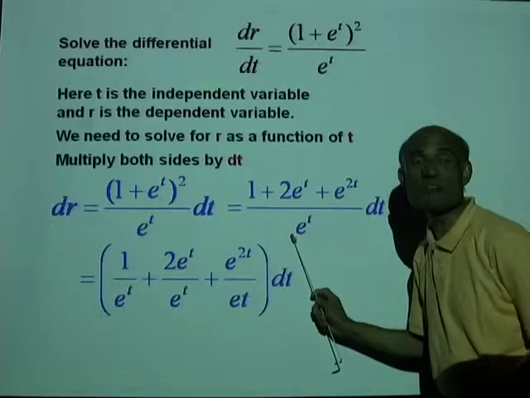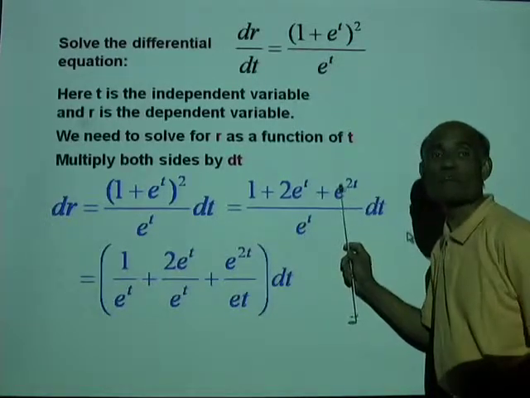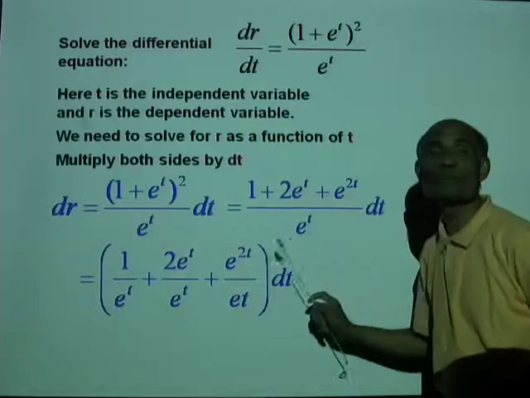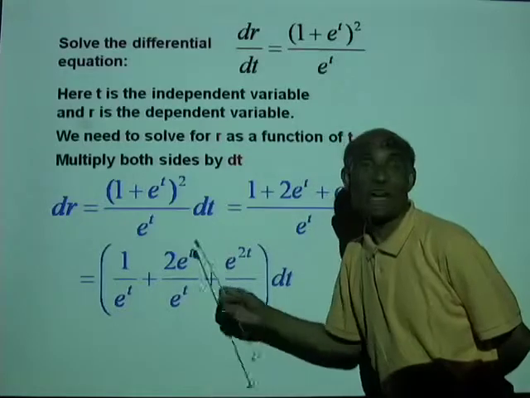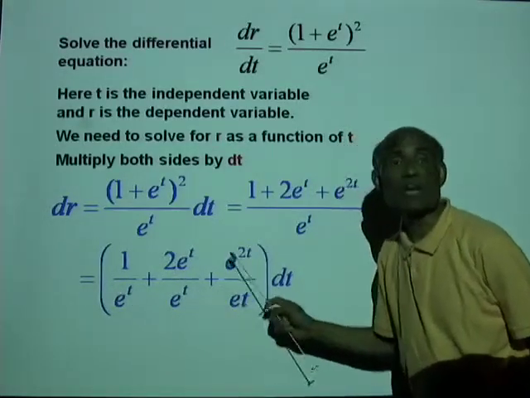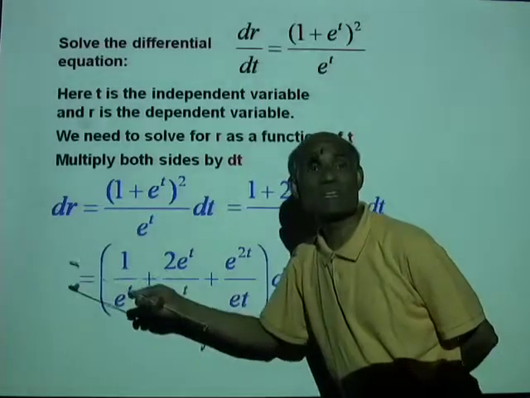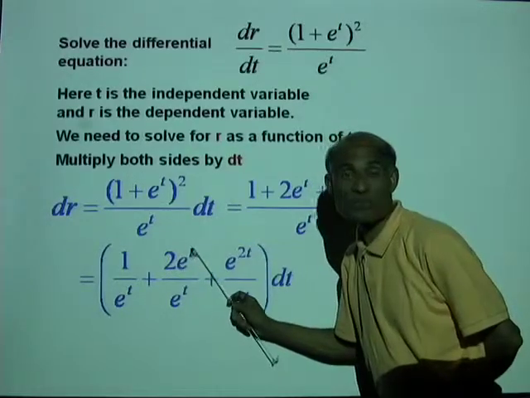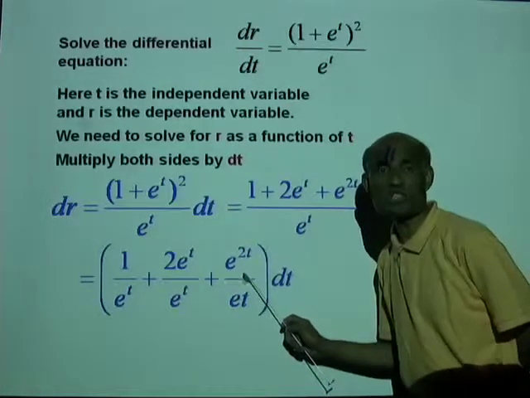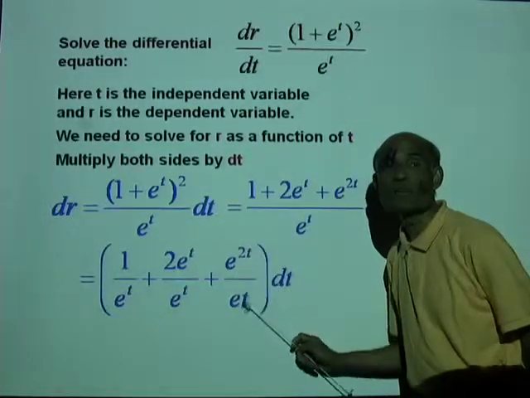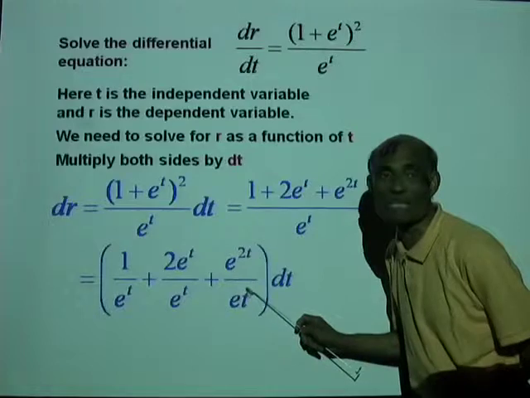This is 1 over e to the power of t, plus 2 e to the power of t over e to the power of t, plus e to the power of 2t over e to the power of t. You see, once you write it like that and simplify it, we can integrate each term. What is 1 over e to the power of t? It is e to the power of negative t. And here 2e to the power of t over e to the power of t, e to the power of t will cancel. Alright, tell me, what is this? e to the power of 2t divided by e to the power of t. This needs to be read as e to the power of t.